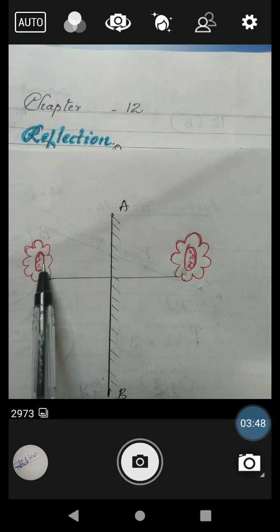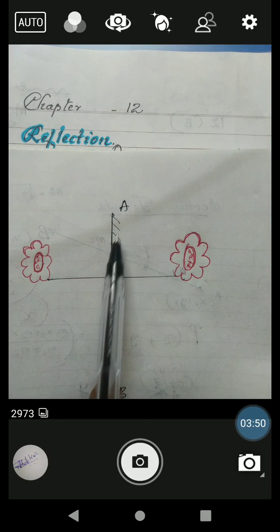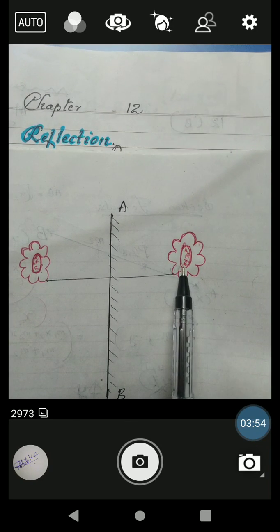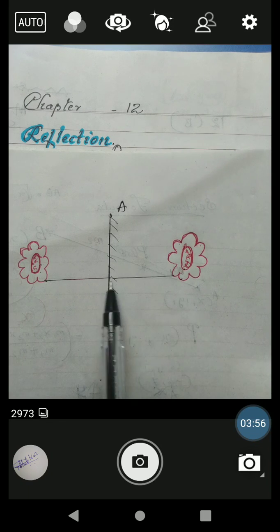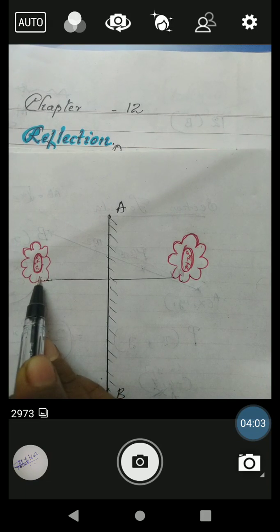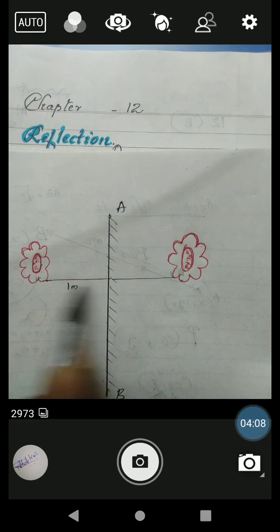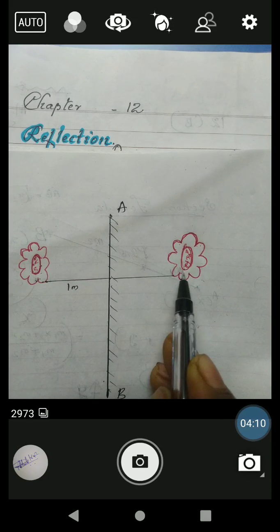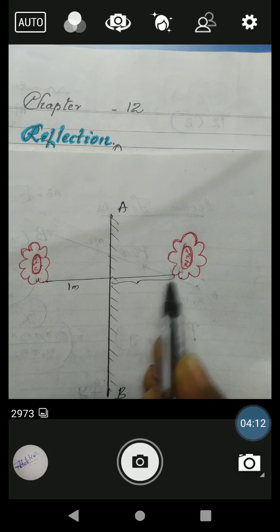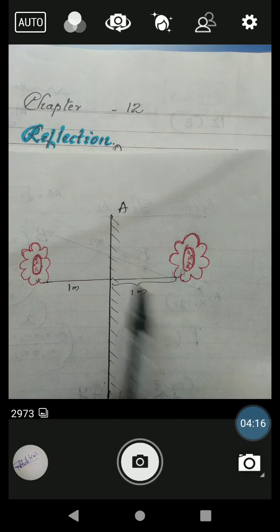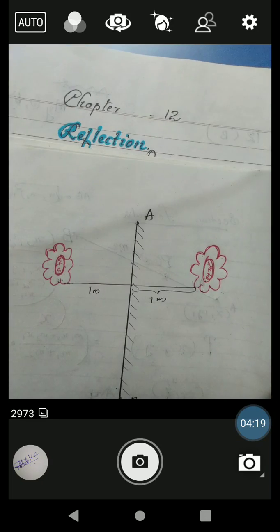Can you see? One flower is placed before the plane mirror and the image of this flower is formed at the same distance behind the mirror. That is what reflection is. Suppose this flower is 1 meter away from this mirror, then the image is formed 1 meter behind the mirror. That is reflection. We can connect it with the points.